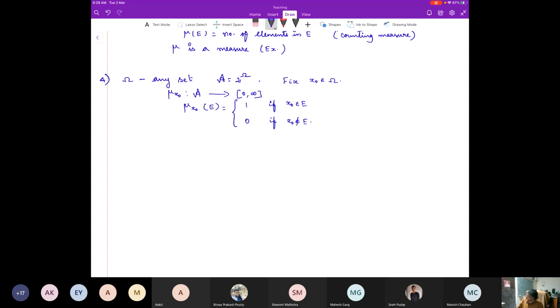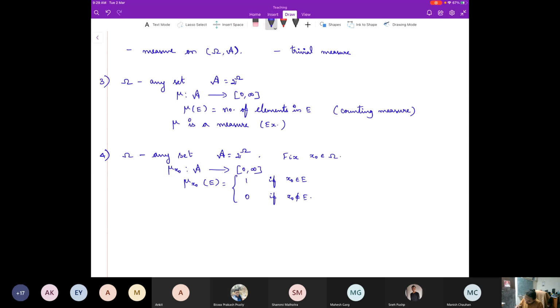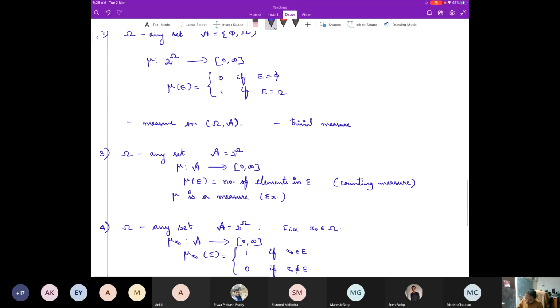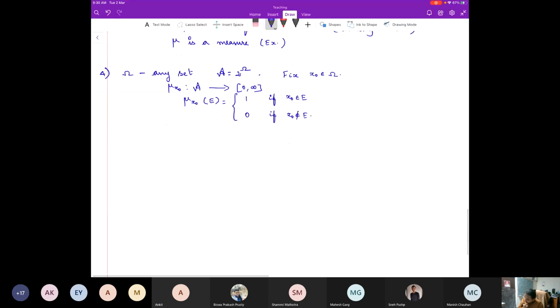Again, the second example, whatever is given here, is a special case of this. So again, you can verify that this mu is a measure. Again, leave it as an exercise. Yeah, so this is what is known as the Dirac measure centered at x naught.